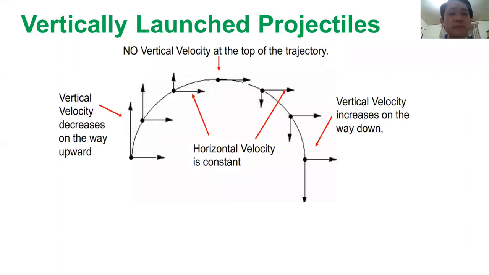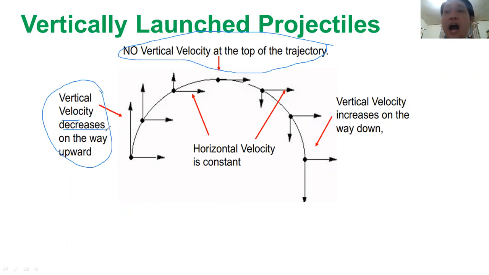So let's now proceed to describe the vertically launched projectiles. In a vertically launched projectile, always remember there is no vertical velocity at the top of the trajectory, as you can see there. Based on the illustration, vertical velocity decreases on the way upward. And of course, the horizontal velocity, as I mentioned a while ago, is constant.